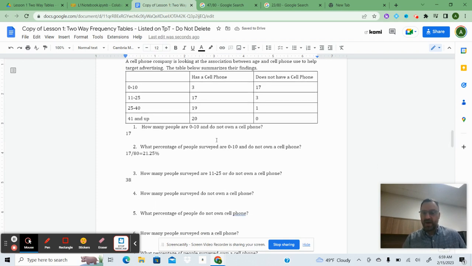How many people surveyed do not own a cell phone? So I just add that column up. So 17 and 3 is 20, plus 1 is 21.